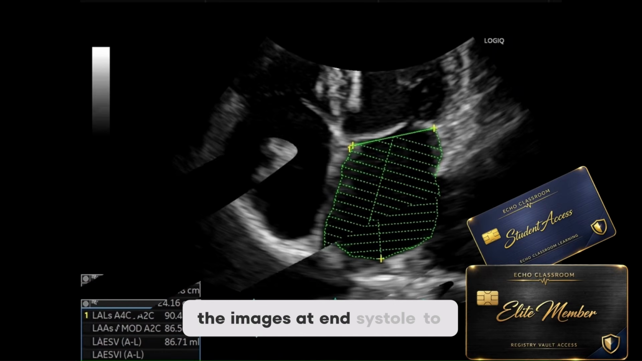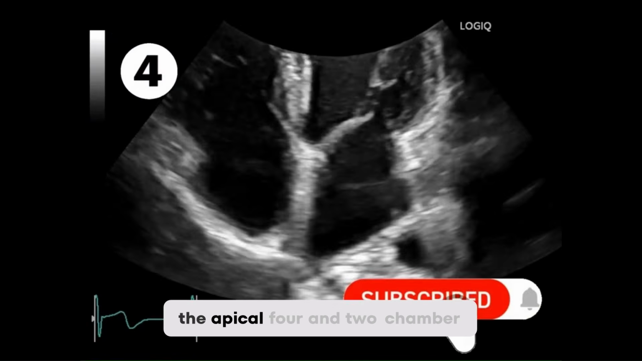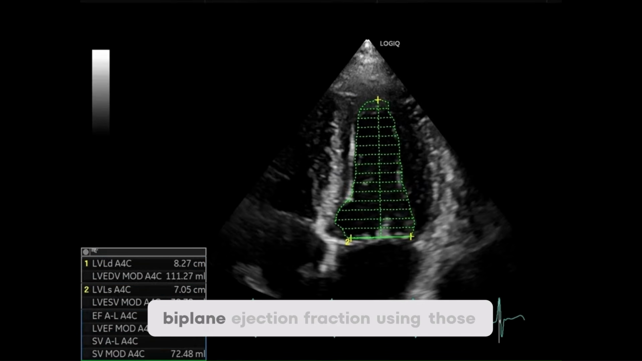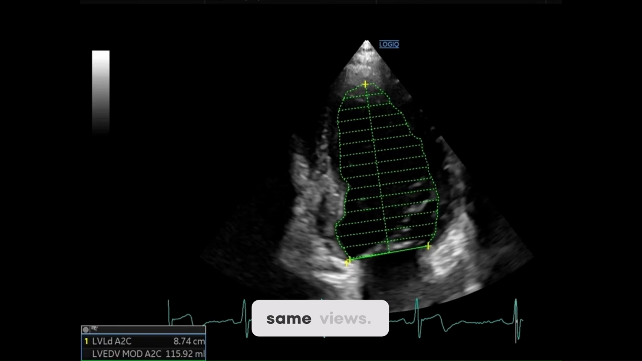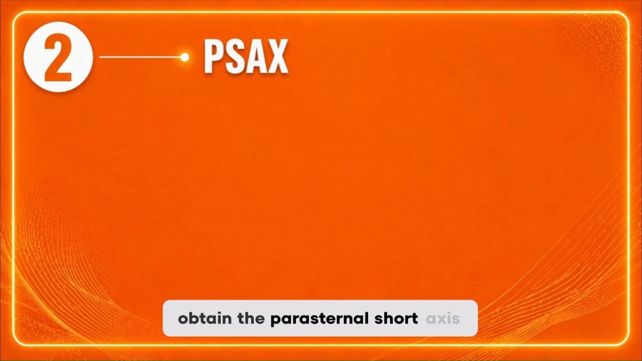Freeze the images at end systole to measure the left atrial volume using the apical 4 and 2-chamber views. Then proceed directly to Simpson's biplane ejection fraction using those same views. Now, we rotate the probe clockwise to obtain the parasternal short axis view.